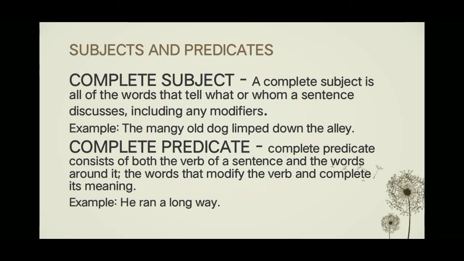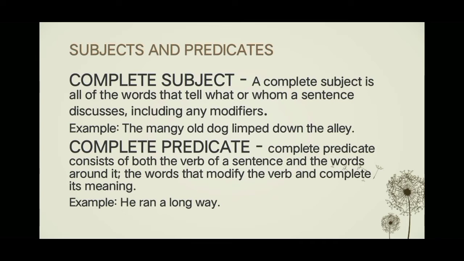A complete subject is all of the words that tell what or whom a sentence discusses, including any modifiers. The complete subject is the simple subject and all the words that describe or explain it. For example, the mangy old dog limped down the alley. In this sentence, the dog is doing the verb limp. Modifiers to dog include the mangy old. So, the mangy old dog is the complete subject.